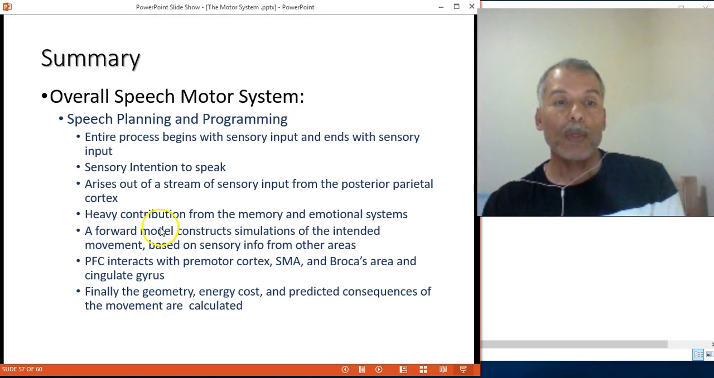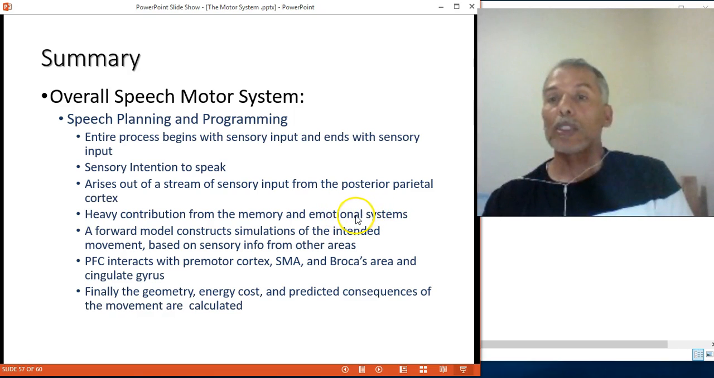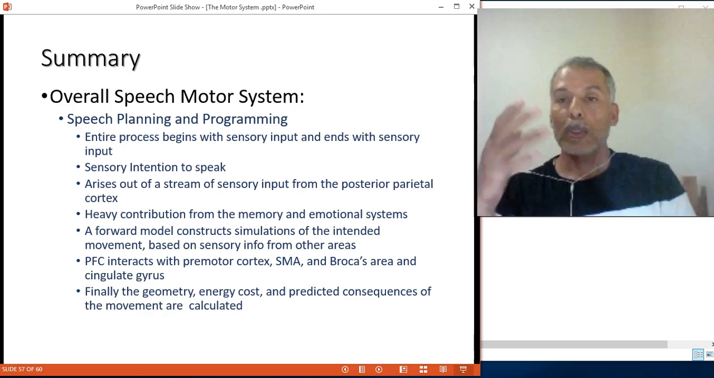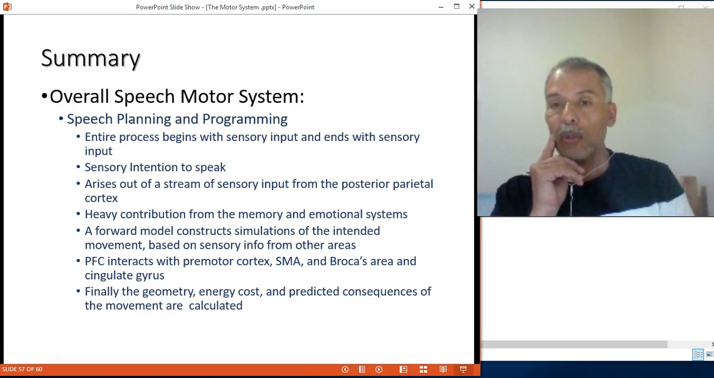There's a heavy contribution from the memory and emotional systems, because you need to have memories of movements you did before, so you can repeat these movements without having to relearn them. And also the emotional system gives you the motivation to move and to speak. At that point, once you have the intention and the motivation, then you are going to formulate a forward simulation model that is going to tell you, this is what is going to happen, and this is how the movement is going to look, what it will look like.